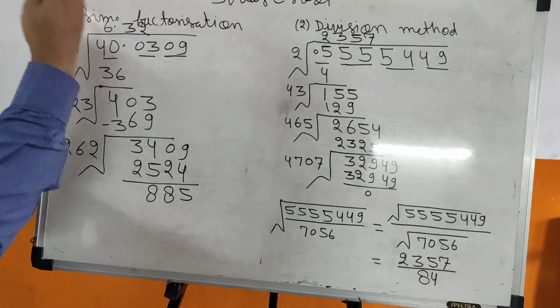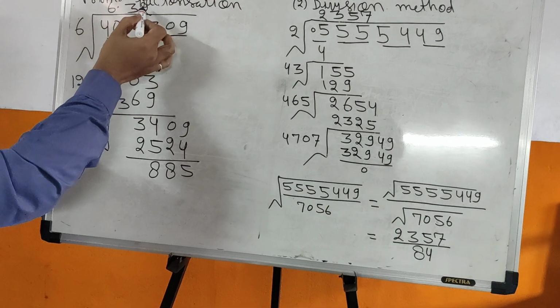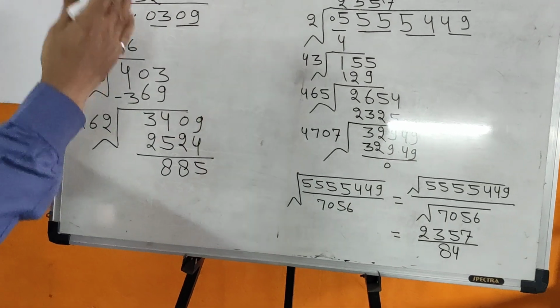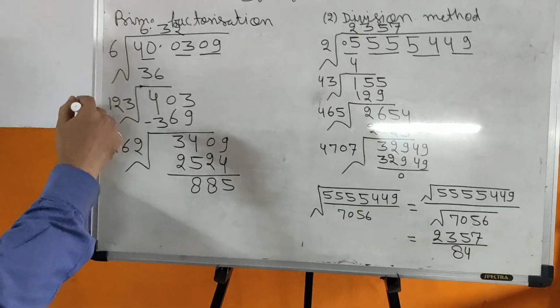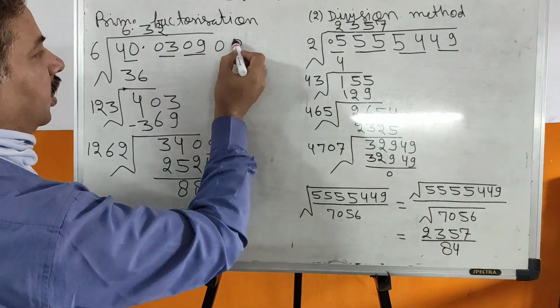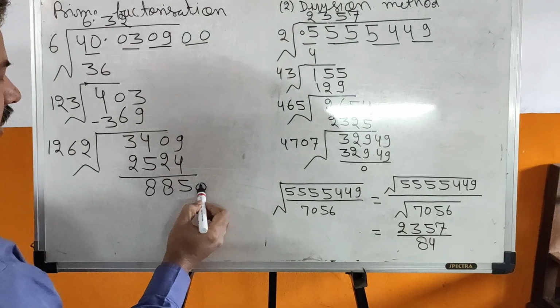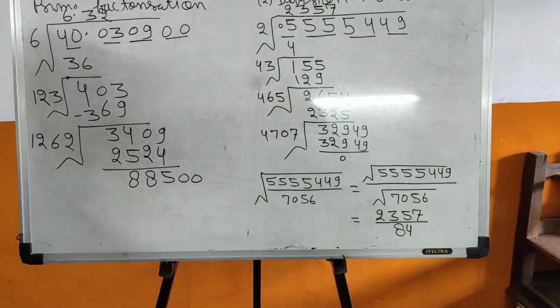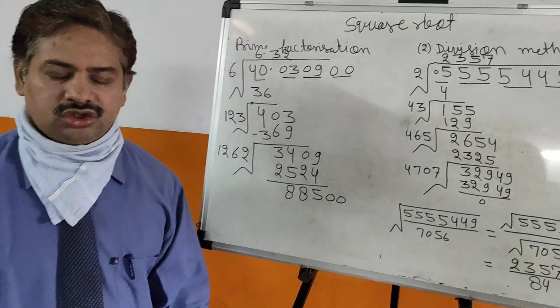Now suppose we are doing up to 2 decimal places. Suppose we want to do more. So we will write that there is no number now. So we will write 00 there. And this pair we will do there. And the same method we will proceed with. So your square root will come.